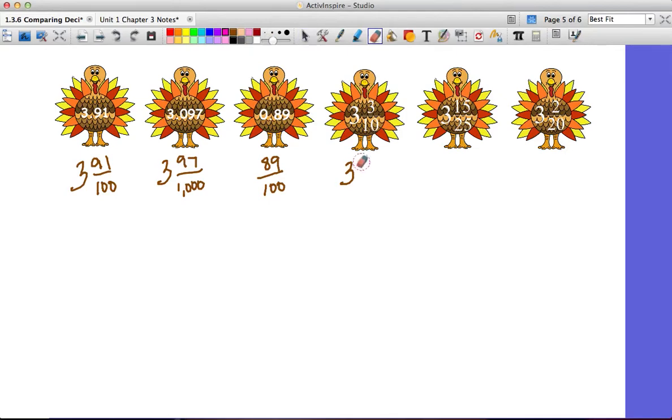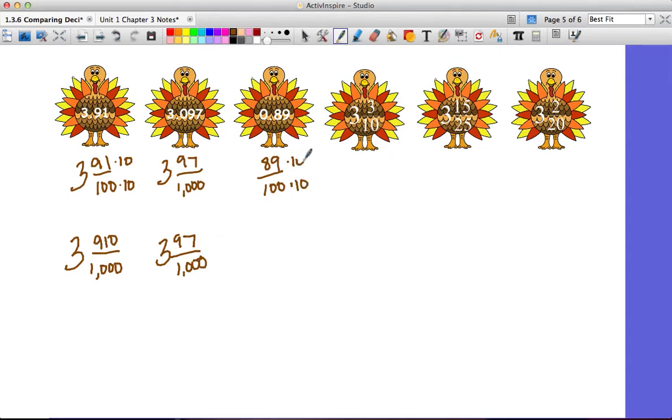But now here's the problem. The problem in this case is all of these numbers don't have the same denominator. So to do this, I have to change all the denominators and make them the same. So in this case, I'm just going to make them all 1,000. Okay, so I would get 3 that stays the same, and I have to multiply this by 10, and I get 910 thousandths. And then here I can leave it the way that it is because it's already 1,000. Here I have to multiply by 10 because it's not 1,000, so I have 890 1,000ths.